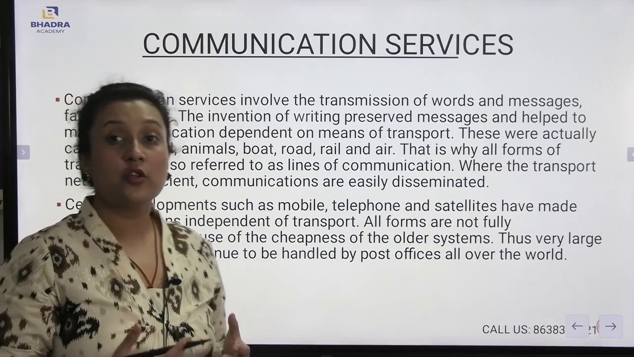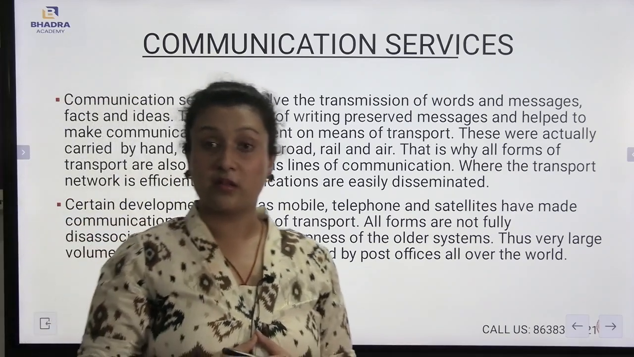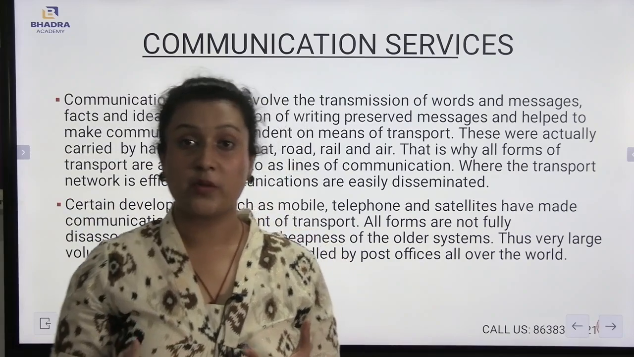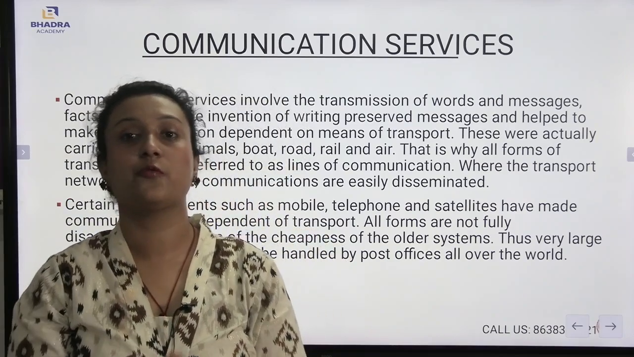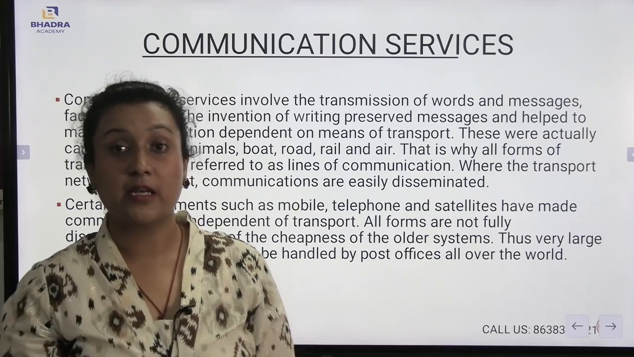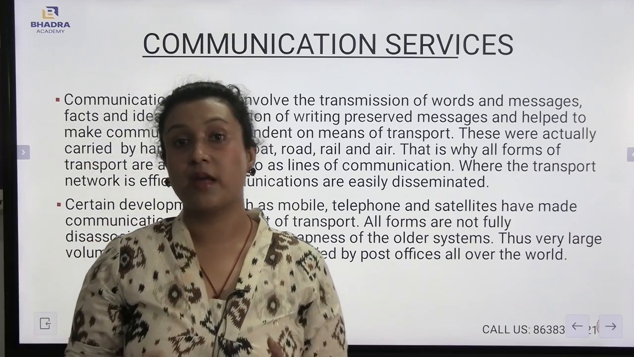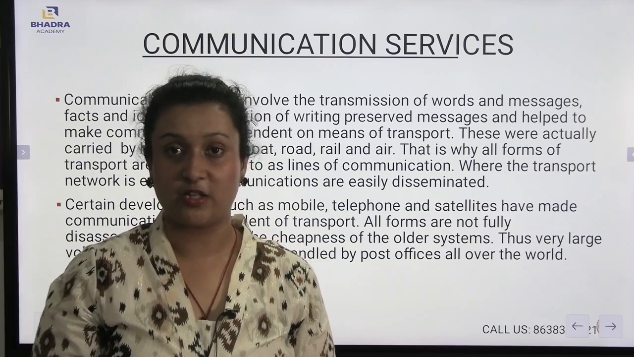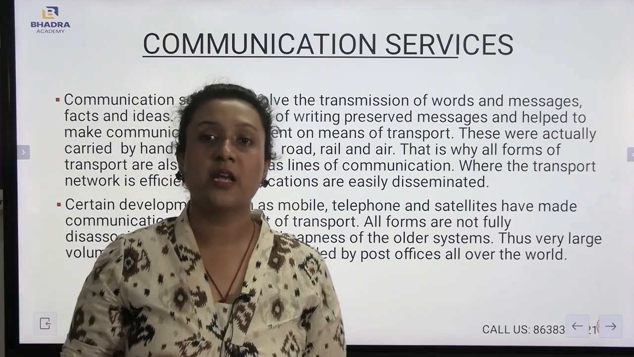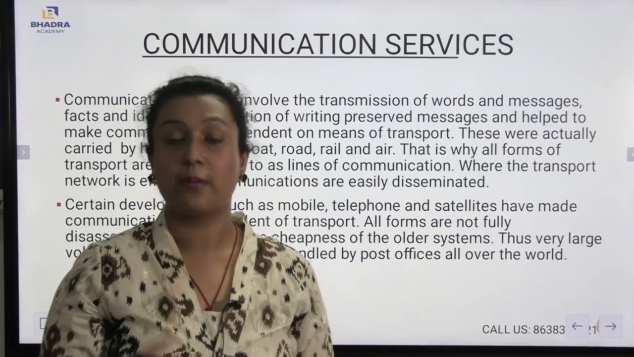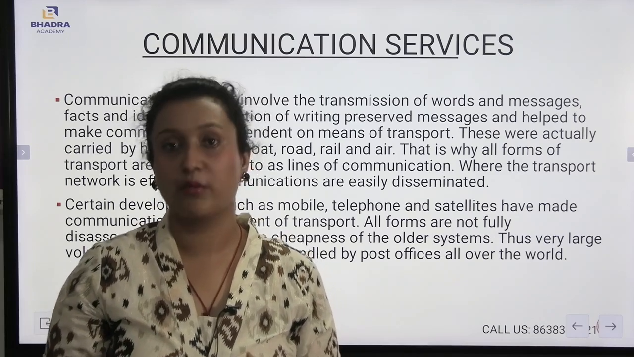Now, the invention of writing. When writing was first discovered, during that time most of the information, facts and figures were preserved through writing itself, and that writing was transferred from one place to another with the help of the lines of communication. During that time, a long time ago, if I tell you about the historical period, birds are there.